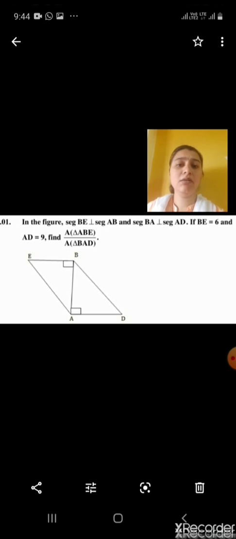So here you can see BE is perpendicular to AB, segment BA is perpendicular to segment AD, BE is 6 and AD is 9. You have to find the area of both the triangles. I'll just give you a hint how to solve. When you have two triangles with a common base, you'll be using the property of common base. So it's a very simple one.